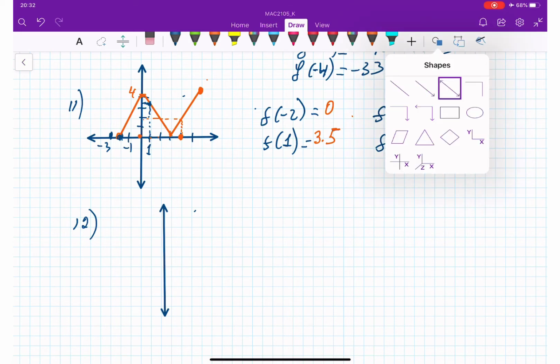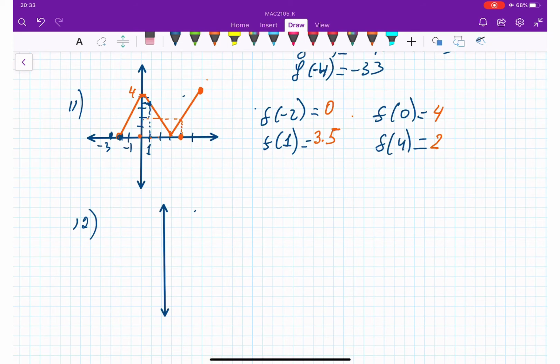We have a graph. Okay. That looks like 1, 2, 3, let's say 4. So this is 1, this is 2, this is 3. So what do we need to do here? We need to identify where the graph is increasing, where the graph is decreasing.